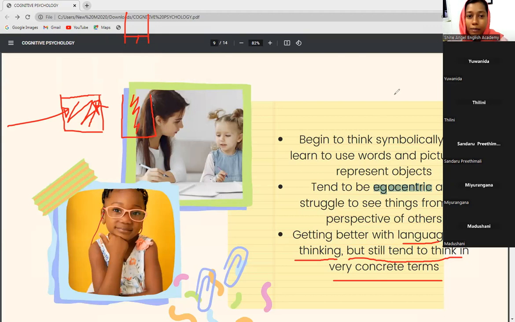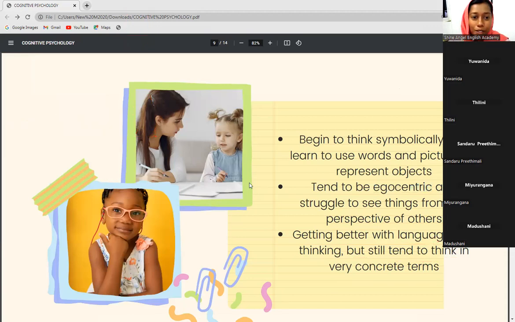For example, if you have a piece of chocolate in your hand and the child comes and asks, where's the chocolate? Then you say something, and they will believe that. They are very much concrete in terms. They just believe what you say. So make sure that you don't lie a lot. For good reasons we can lie, but don't lie continuously.